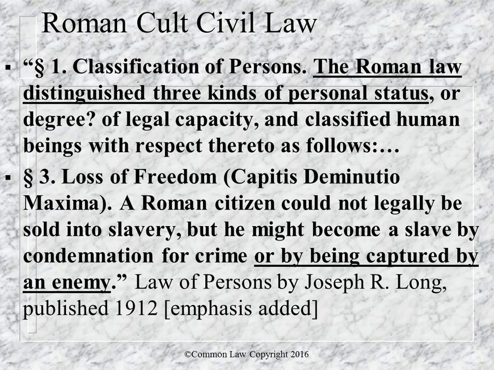And then in section 3, it says Capitis diminutio maxima. A Roman citizen cannot legally be sold in slavery, but he might become a slave by condemnation for crime or by being captured by an enemy, okay? These Satanist pigs are your enemy. They're making war on you.